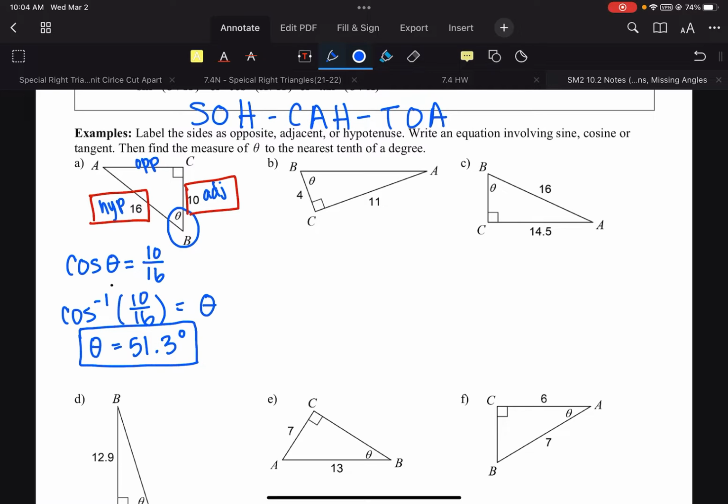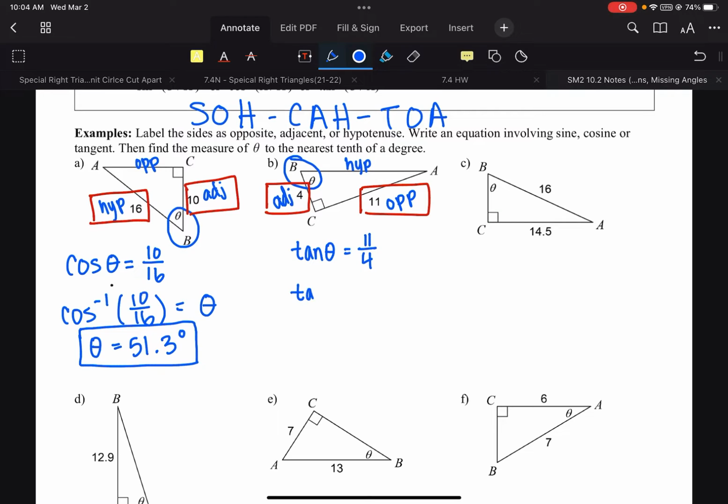Okay, let's do another one. So my goal here is to figure out what this theta is right here. So let's label my side lengths. Hypotenuse is across from the right angle. Opposite is across from the theta. And then adjacent. So in this case, I know the opposite and I know the adjacent. So I'm going back up, I'm thinking of SOHCAHTOA, which side is the opposite and which side is the adjacent. Which of these three ratios deal with opposites and adjacent? That's the tangent. So we're going to say the tangent of theta is equal to the opposite over the adjacent.